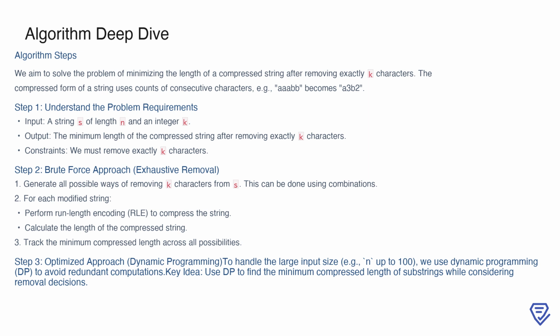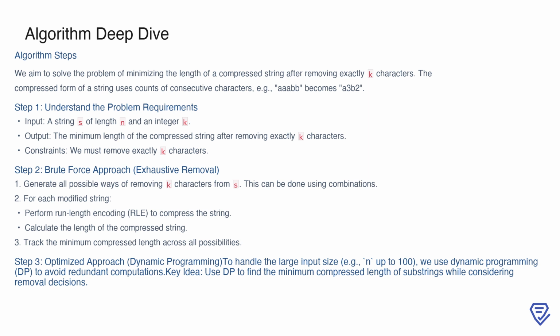To solve this, we start by understanding the input and output requirements. The input consists of a string S of length n and an integer k, representing the number of characters we can remove. The goal is to return the smallest possible length of the compressed string under these constraints. Initially, we can consider a brute force approach. This involves generating all possible strings by removing k characters in every combination. For each resulting string, we calculate its compressed length using run-length encoding and track the minimum length observed. However, this is computationally expensive since the number of combinations grows exponentially with n.